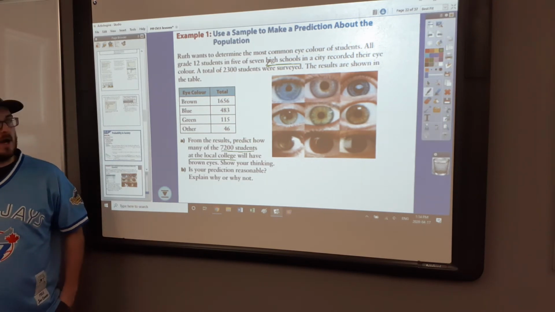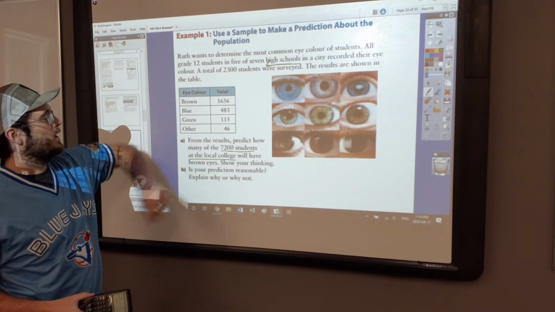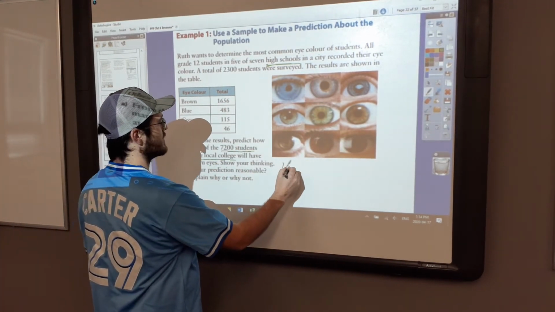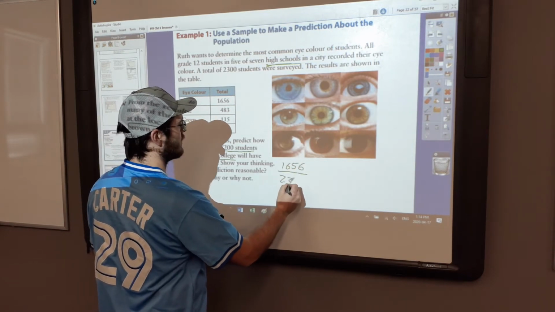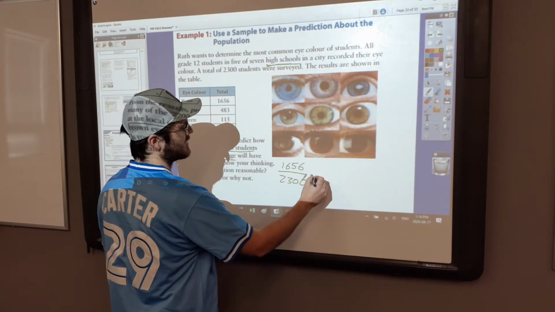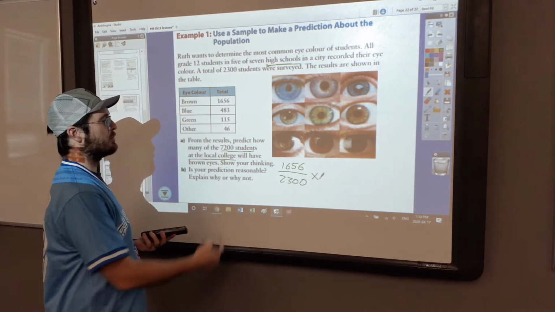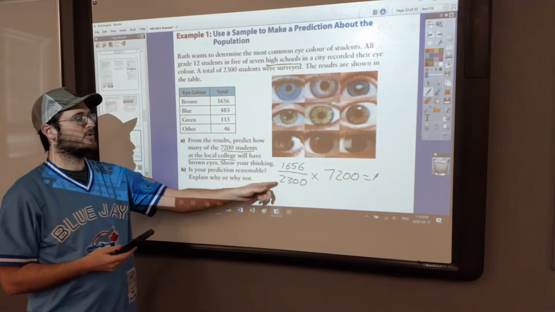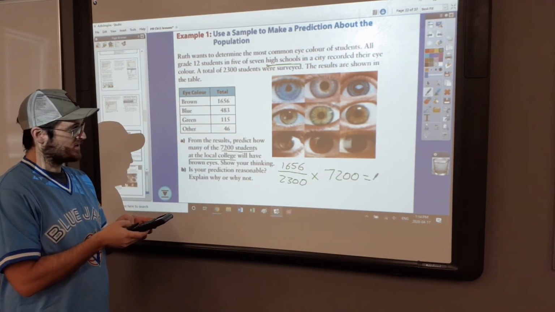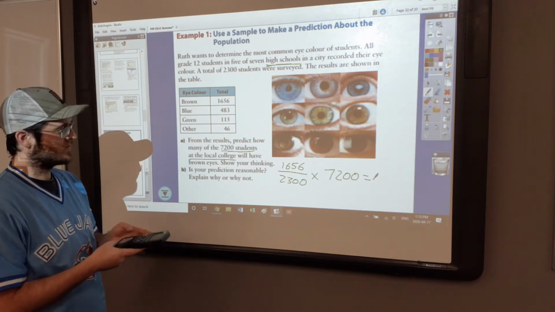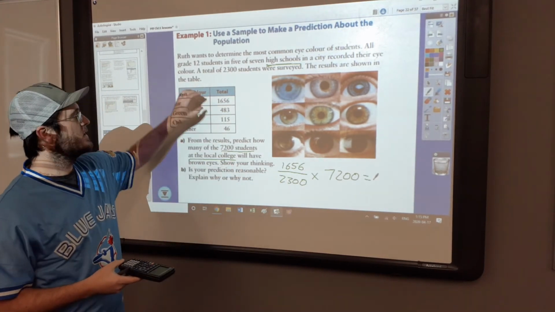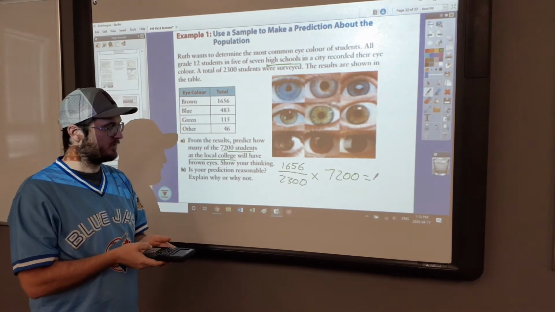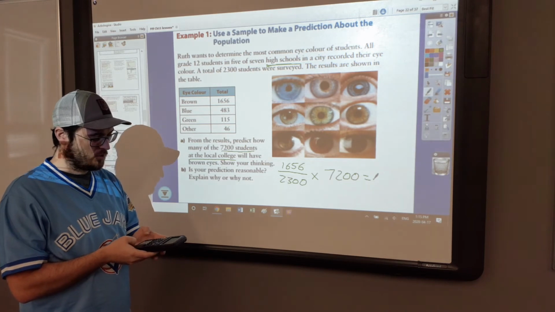Well, if I want to predict how many would have brown eyes, just based on the stats, I would take 1656 out of 2,300. That'll give me the decimal form of the percent, and then I would multiply that by the 7,200 students. So we can always take the percent and apply that. 1656 divided by 2,300 gives you about 72%. So if 72% of the sample have brown eyes, we would have no reason to expect that it would be any different in the total population.